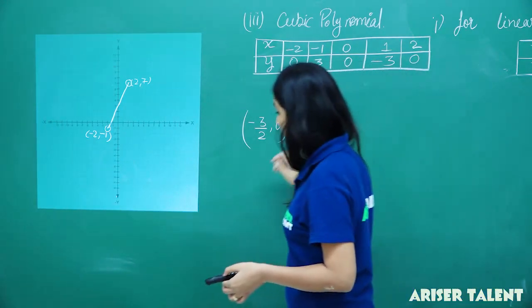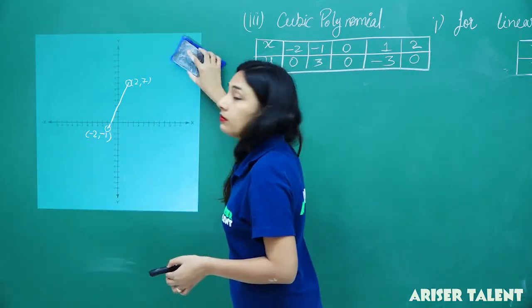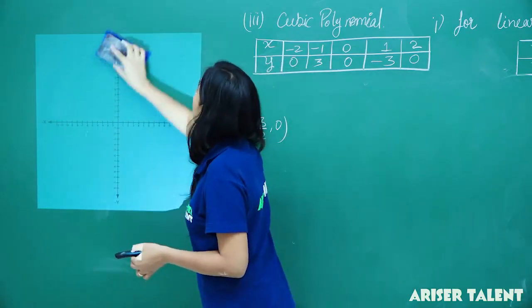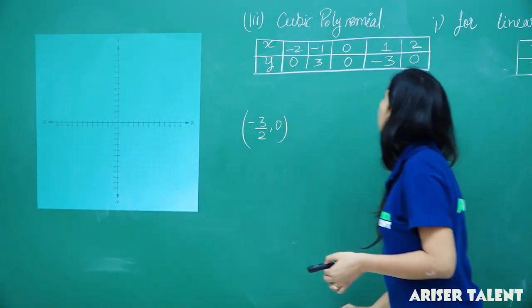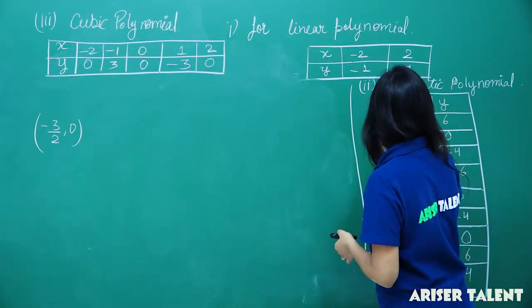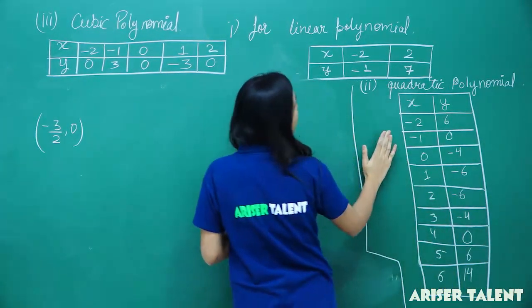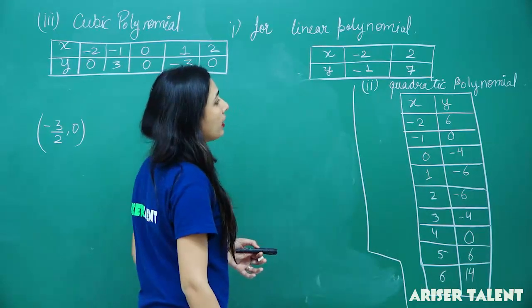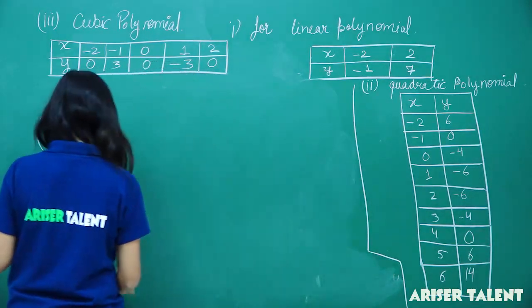I am rubbing this now. We are plotting the next one here. This is our quadratic polynomial, x, y, this equation, quadratic polynomial. Okay, so let's put.